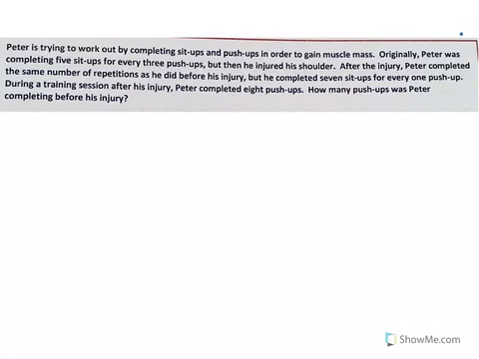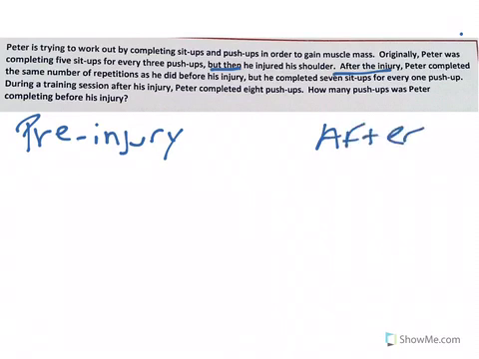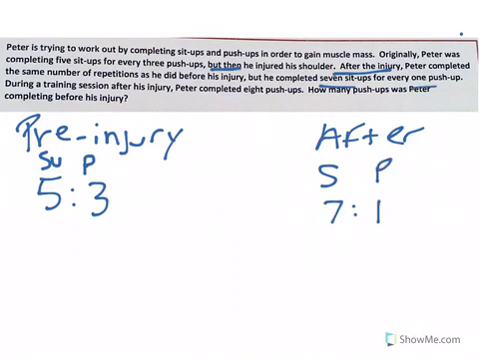Okay, same deal. We're going to look at the important information here. We have a but then, and then we have an after, right? So we kind of have like a before or pre-injury, and then we have an after the injury, right? And before the injury, it looks like we had 5 sit-ups, I'll just put SU for sit-ups, for every 3 push-ups. We'll just put a P for push-ups. After, we'll put an S for sit-ups. He was doing, where is that information? Oh, 7 sit-ups for every 1 push-up.